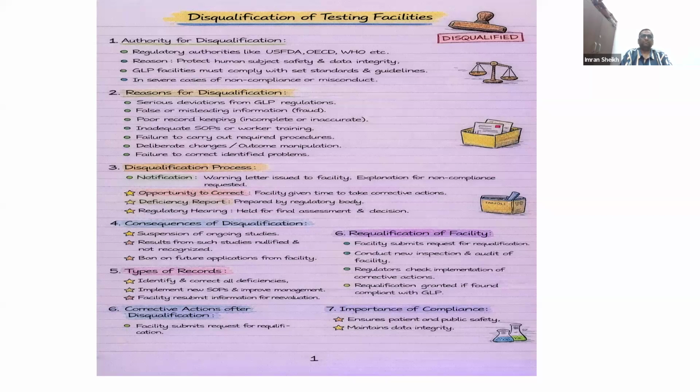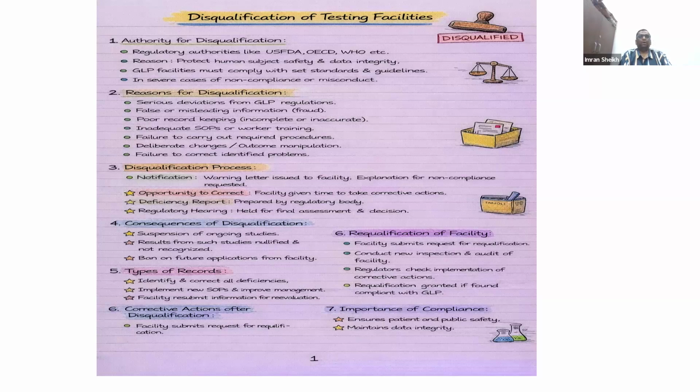Now, the disqualification process, what does it include? It includes notification, with warning letters issued to the facility, an explanation for the non-compliance, and an opportunity to correct, where the facility is given time to take corrective action. A deficiency report is prepared by the regulatory body, and a regulatory hearing is held for the final assessment and the decisions. So all these things are there.